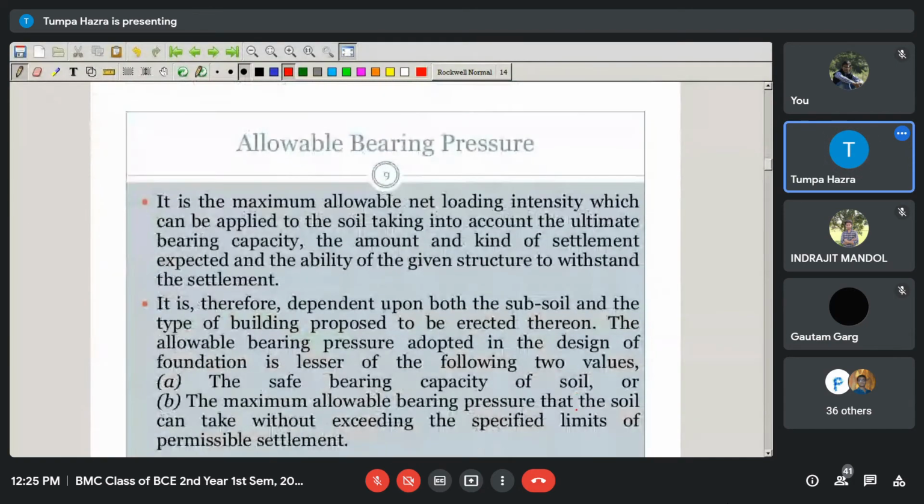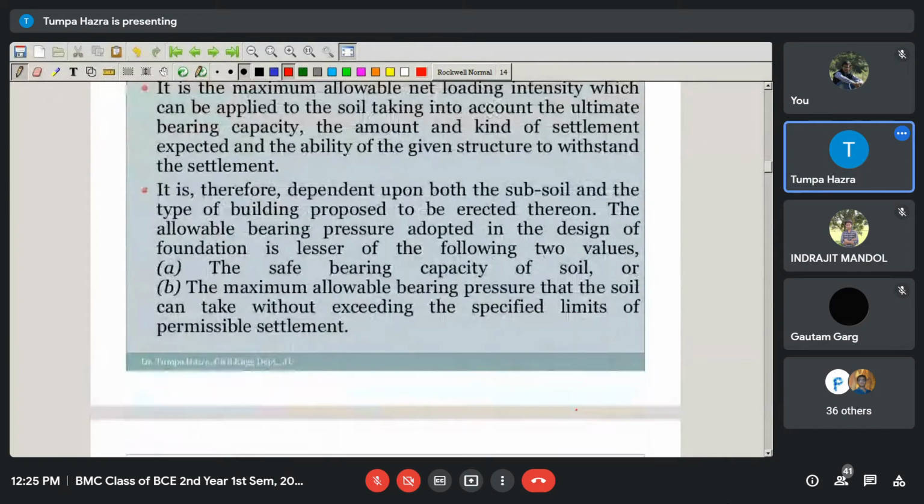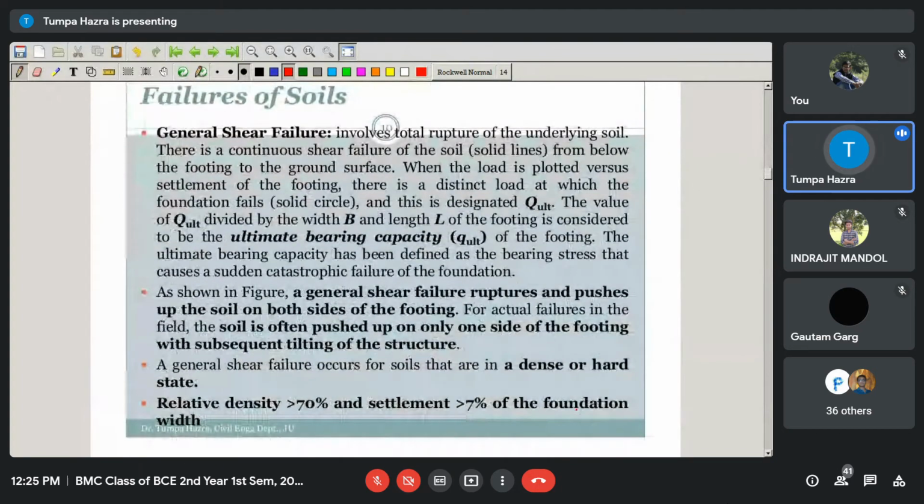Now let me show you the different failures of the soil due to the shearing action. There are three types of shear failure of the underlying soil. The one is the general shear failure, local shear failure, as well as the punching shear failure.